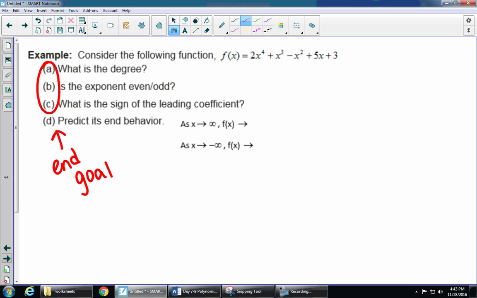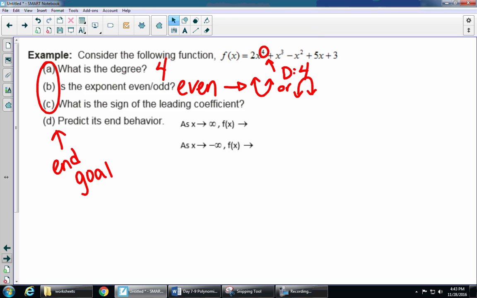So what's the degree? My largest exponent is my degree. So my degree is 4. 4 is an even number, so it's an even degree, which means they are both pointing in the same direction. So it's either going to be both up or both down. What's the sign of the leading coefficient? If I look at the number in front, I have a 2. That 2 is a positive leading coefficient. So I know that they are both going to point up.